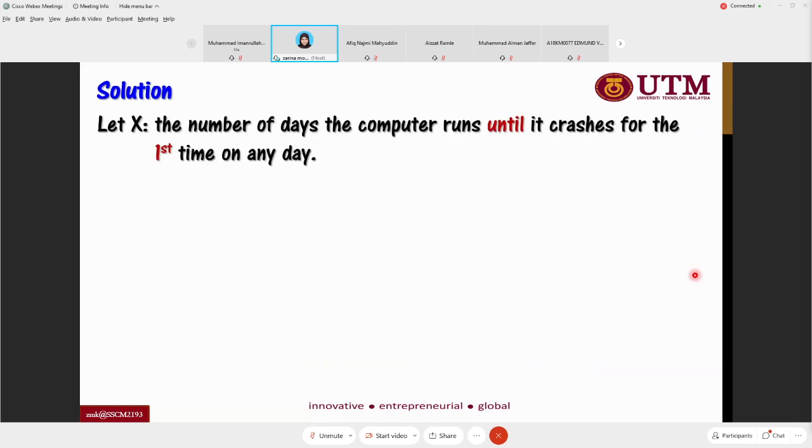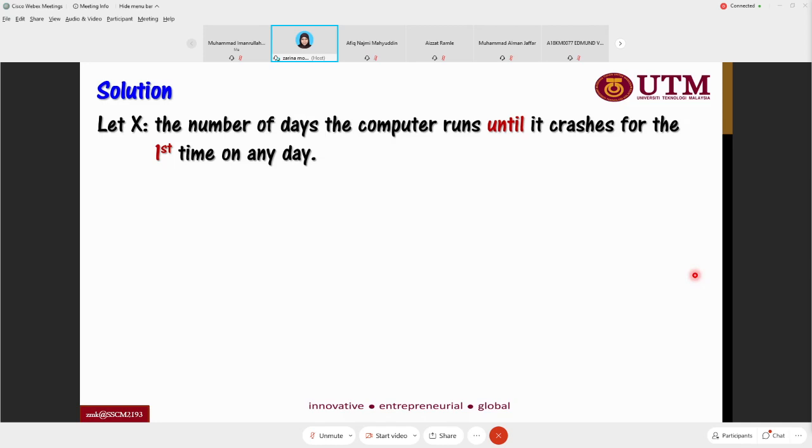First, always define your variable. Here you can define X to be the number of days the computer runs until it crashes for the first time. So you look at the number of days the computer runs one day after another, and you observe the days until it crashes for the first time. The crash can happen on any day. Maybe the first day it can crash, the second day it can also crash, and so on.